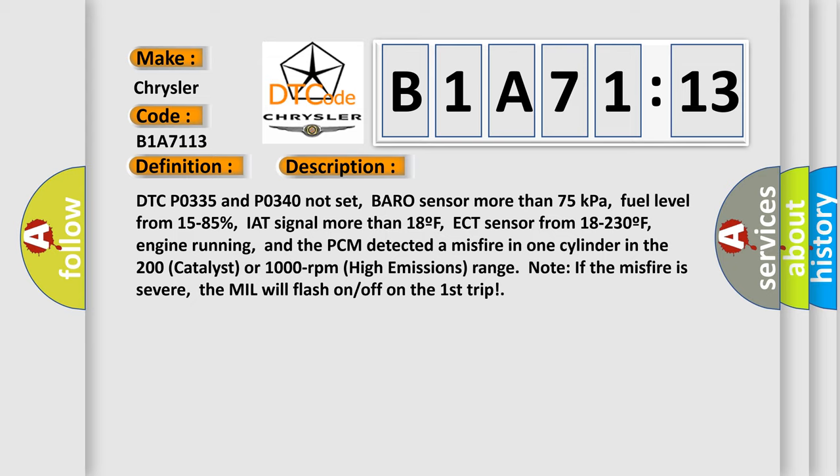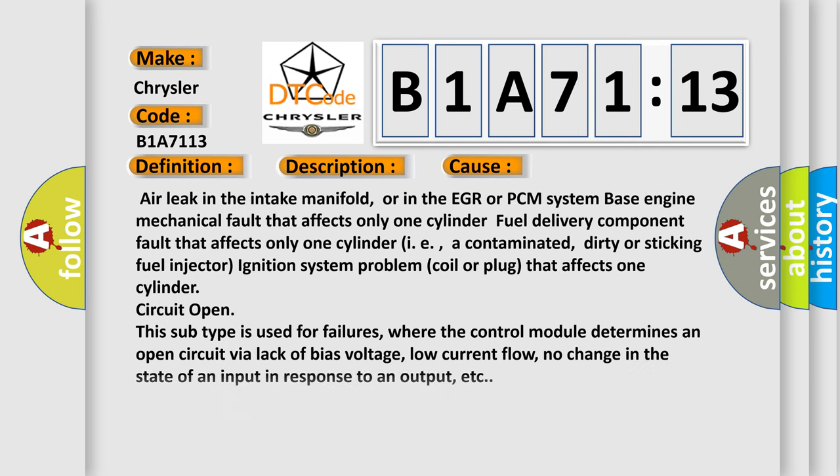This diagnostic error occurs most often in these cases: air leak in the intake manifold, or in the EGR or PCM system, base engine mechanical fault that affects only one cylinder, fuel delivery component fault that affects only one cylinder, i.e., a contaminated, dirty or sticking fuel injector, ignition system problem, coil or plug that affects one cylinder, circuit open. This subtype is used for failures where the control module determines an open circuit via lack of bias voltage, low current flow, no change in the state of an input in response to an output, etc.